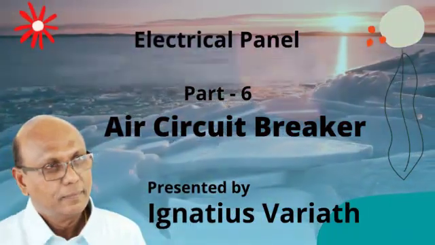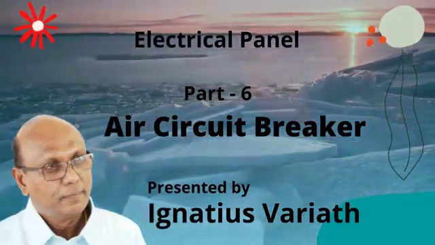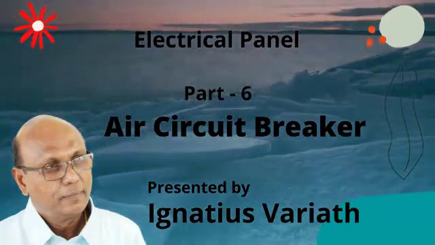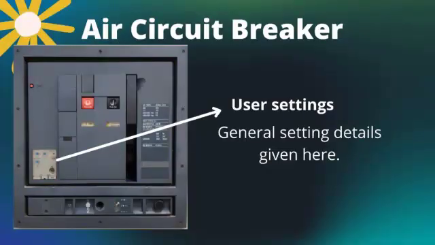Electrical panel. Part 6. Air circuit breaker continues. User settings. This section is used to set the required current, tripping current, and tripping mode. Mode and type of settings may vary depending on the model and make. Here we explain the general settings provided in the ACB.